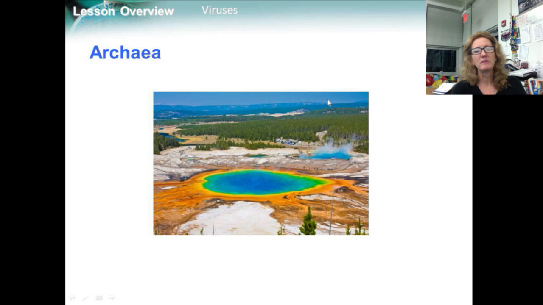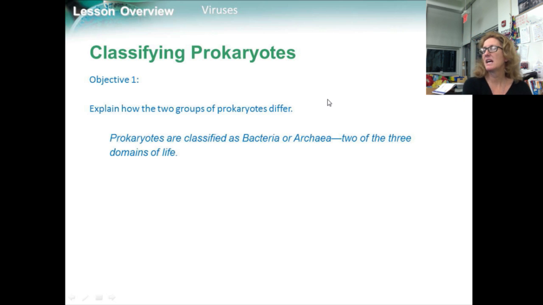Many archaea live in extremely harsh environments. One group of archaea produce methane gas and live in environments with little or no oxygen, such as thick mud and the digestive tracts of animals. Other archaea live in extremely salty environments, such as Utah's Great Salt Lake, which you might see right there, or in hot springs where temperatures approach the boiling point of water. So, explain how the two groups of prokaryotes differ.